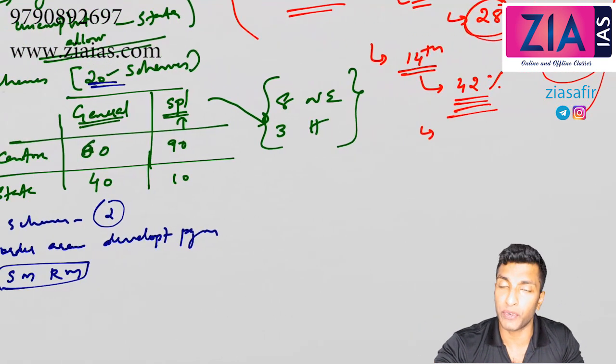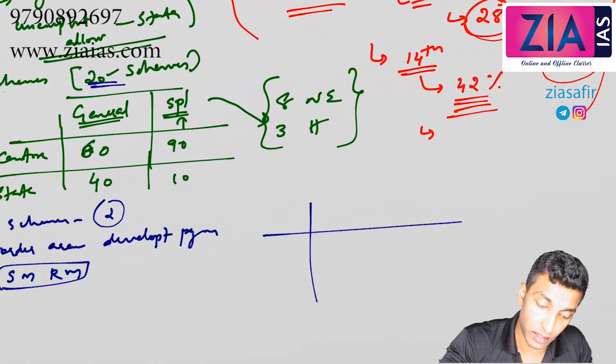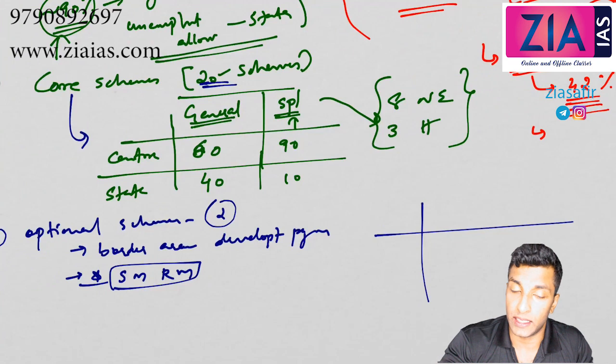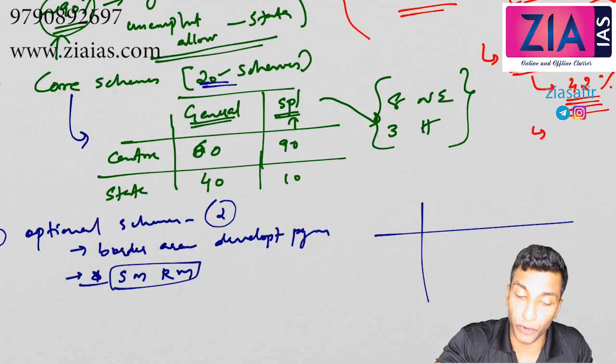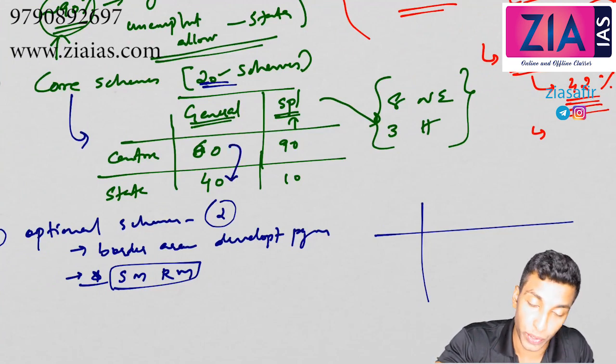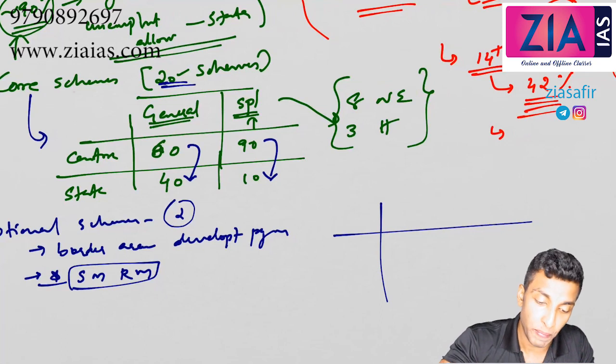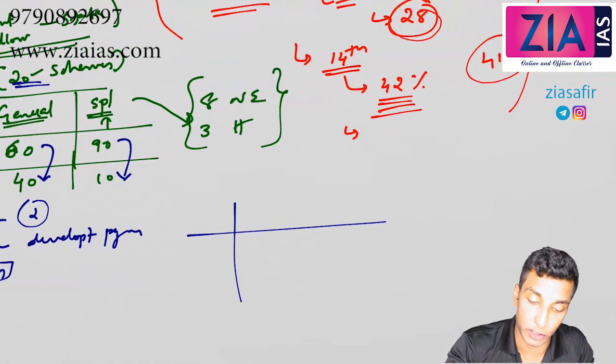So here what about the funding pattern? See here, if you see core scheme, there is a small change. Center 60 and state 40. So transfer 10 from here to here. Similarly from here also transfer 10 from here to here. So it will become 50-50 in case of general category and 80-20 in case of special category.